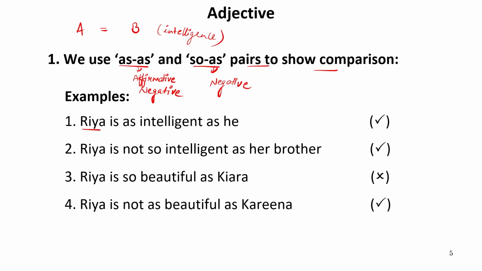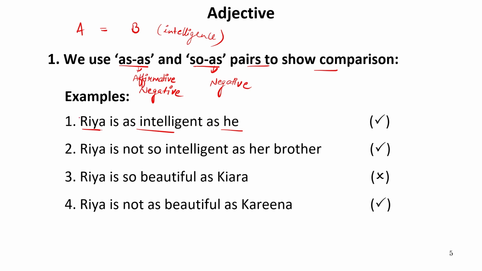For example, Ria is as intelligent as he. Now, he is a boy, Ria is a girl, and I'm comparing both of these persons on the basis of intelligence. It means they are equal in terms of intelligence. So, I'm saying that Ria is equal to he when we talk about intelligence. They are equally intelligent. So in this case, we can use as and as to show the comparison between them. They are compared at equal level. So we are using the pair as and as.